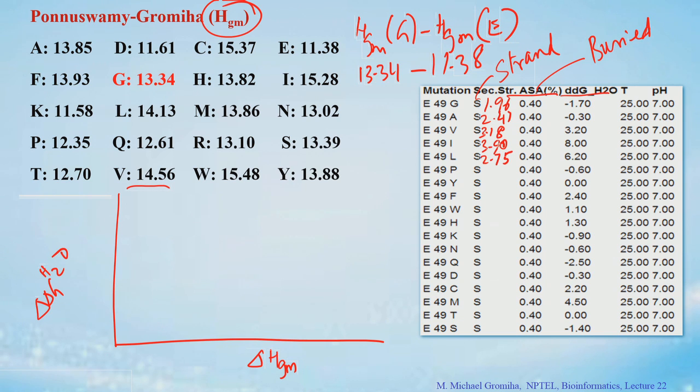E49P, how to do this E49P? 12.35 minus 11.38, which is the E, this is equal to 0.97, and E49Y 2.50 and 2.55. So, you can get the values. For the last one E49S, serine about 2.01. So, now you plot this as x axis and this as y axis.